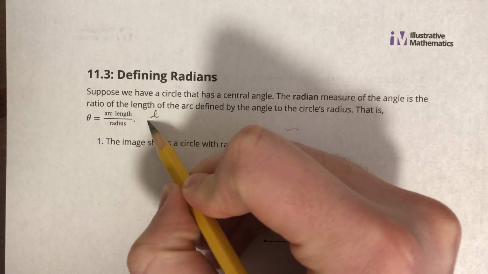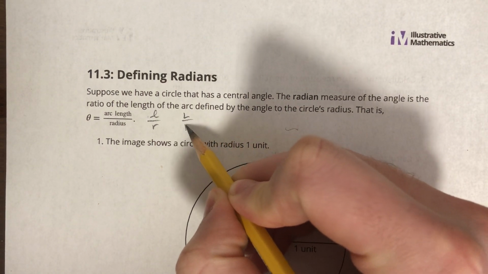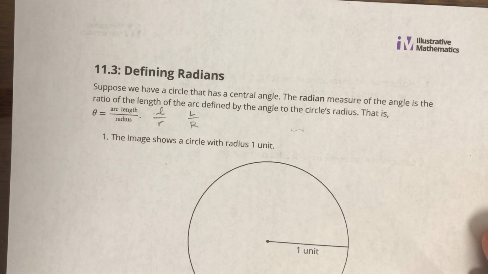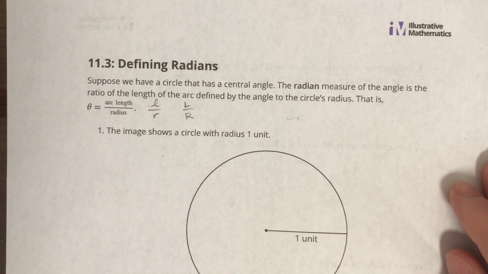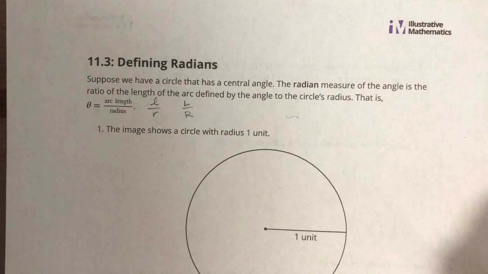We've seen it as lowercase l over lowercase r, uppercase L over uppercase R. We've calculated this ratio several times, and we're always getting it in terms of pi. So we're going to try and keep that in mind as we go through this. All right, so this is really just a new type of measurement.